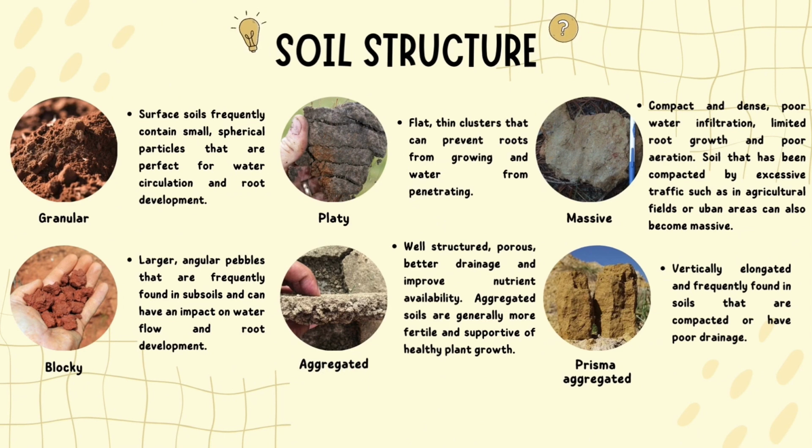The fourth is aggregated soil. It is well-structured, porous, with better drainage and improved nutrient availability. Aggregated soils are generally more fertile and supportive of healthy plant growth. The fifth is massive soil. It is compact and dense, with poor water infiltration, limited root growth, and poor aeration. Soil that has been compacted by excessive traffic, such as in agricultural fields or urban areas, can also become massive. And the last one is prismatic aggregates. It is vertically elongated and frequently found in soils that are compacted or have poor drainage.